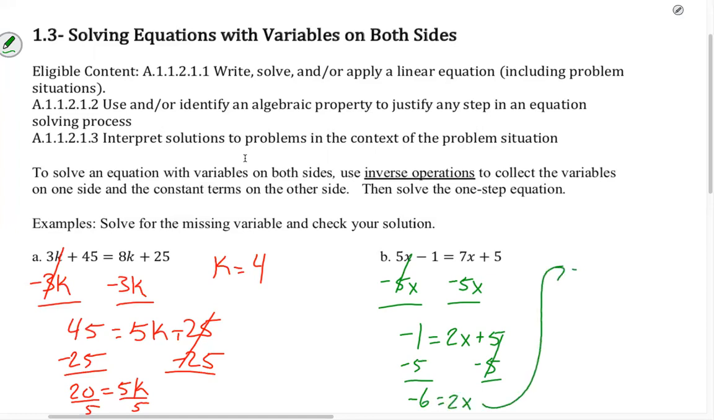Ran out of room, so let me rewrite that. All right, Chris, to get rid of the 2 in front of the x, I divide by it, and I get negative 3 equals x. And just like the last one, I could always plug it back in just to see if I got it right. I would do 5 times negative 3 is negative 15, minus 1 is negative 16. And then 7 times negative 3, well, that's negative 21, plus 5 is negative 16.